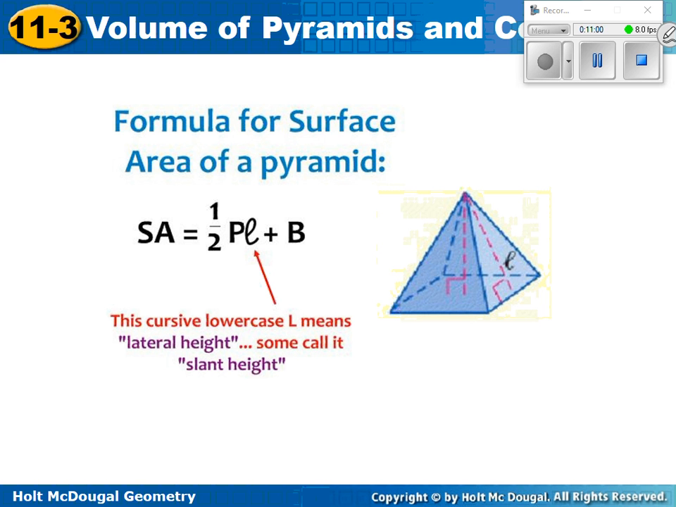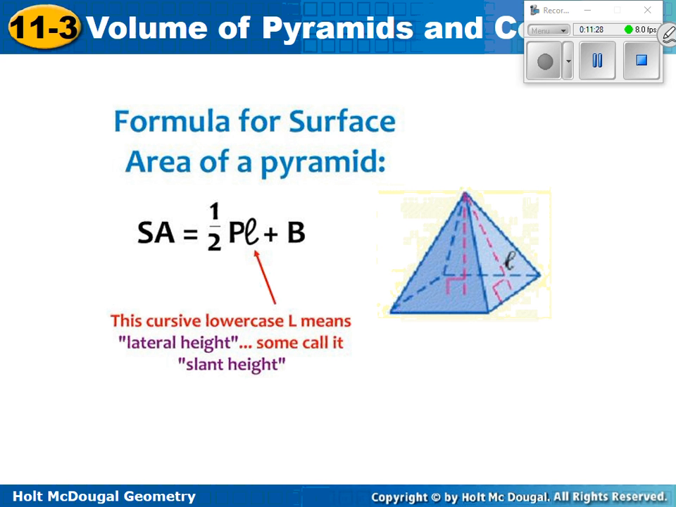Slant height, right? The height of the triangle, which is the height of the face, is your slant height. So what we're really saying is take this base edge times 1/2 times the slant height. Agree? And we would do that how many times? 4. Well, what is the base edge times 4? That's just the perimeter, right?